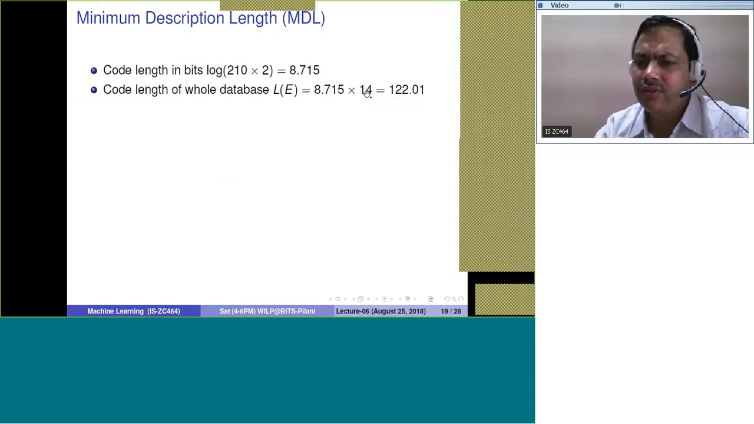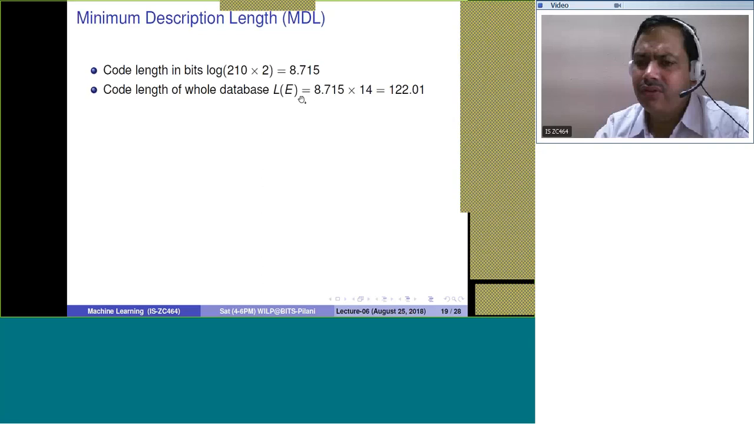So 14 items are required. Therefore, each of the rows can be represented with 8.71 bits. So you multiply it by 14, you get 122.01. Is it clear? Okay, is it clear?